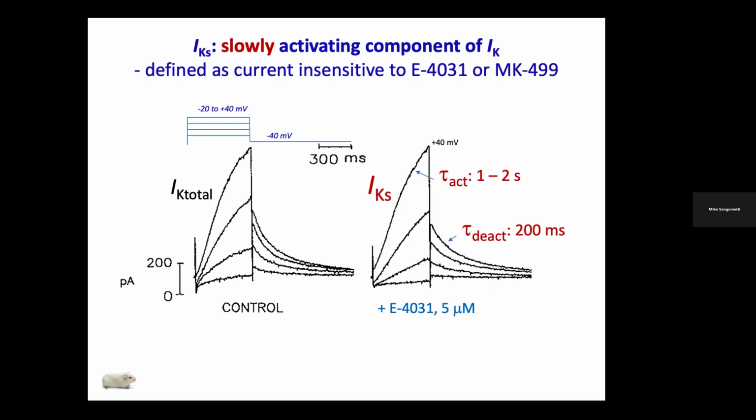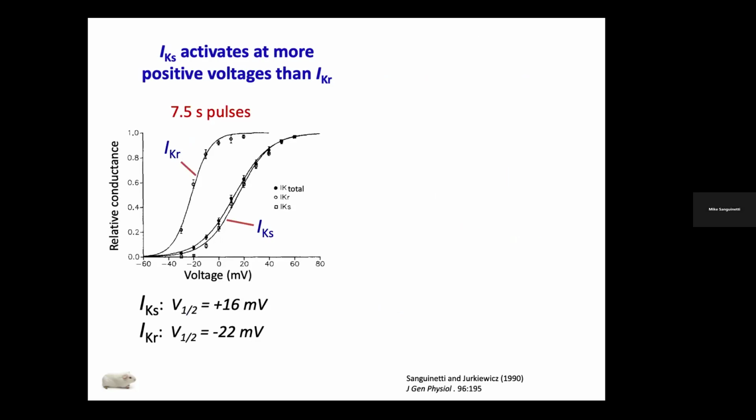But anyway, they're actually different. As I just showed you, if you look at the difference current, the currents are quite different. This would be called IKS, and the activation time constants are much slower, 1 to 2 seconds instead of 10 to 170 milliseconds. The deactivation, or channel closing, is similar to that other current. So we have two currents, IKR, the rapidly activating, and IKS, the slowly activating current.